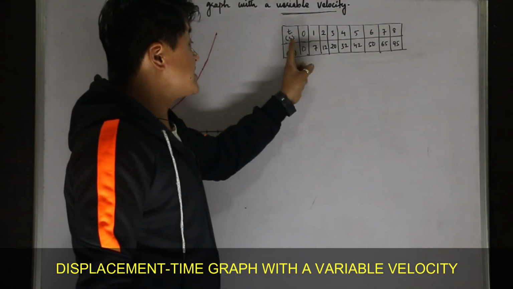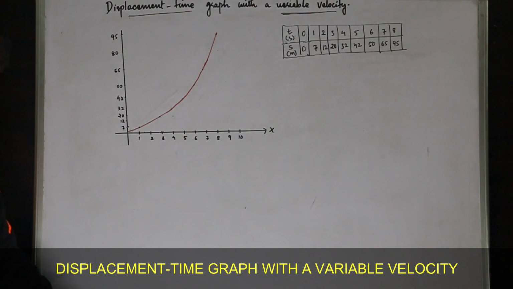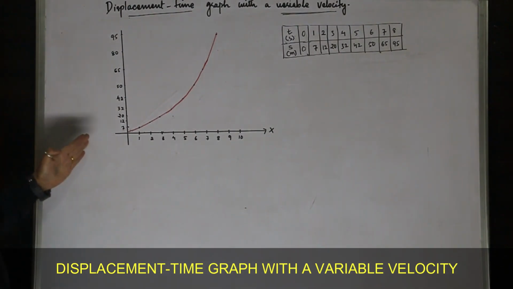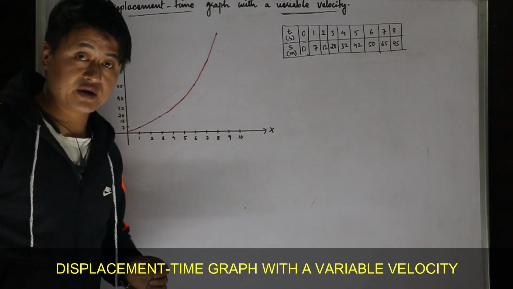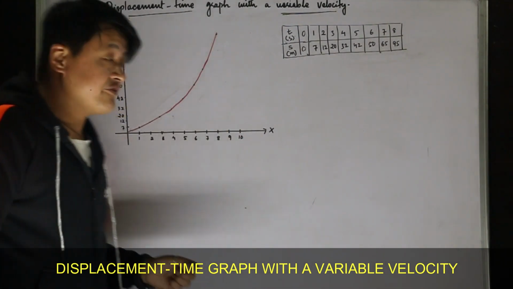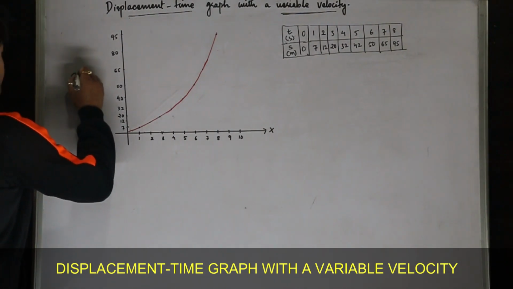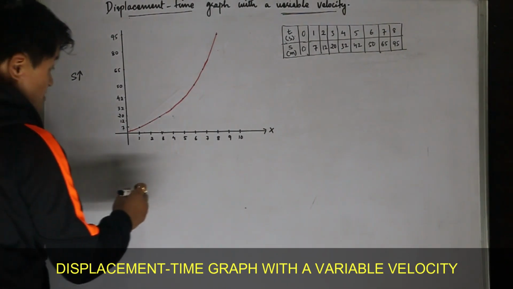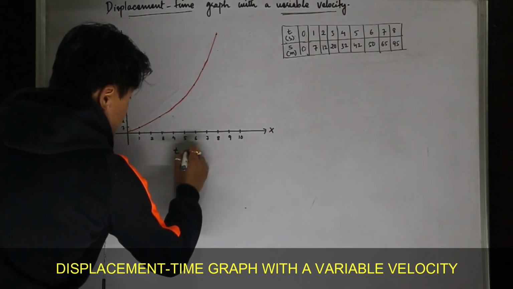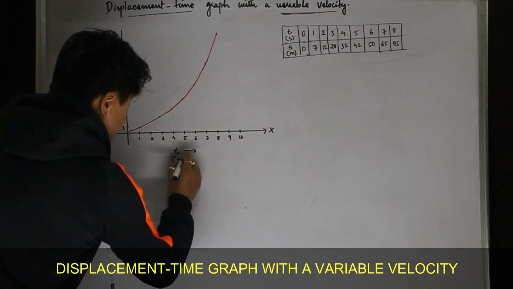From this table it is clear that the body is not covering equal distance in equal intervals of time, and the body is moving in the same direction. That means the velocity of the body is considered to be a variable velocity. And so this is your displacement, this direction, and this is your time, this direction, and displacement is in meter and time is in second.